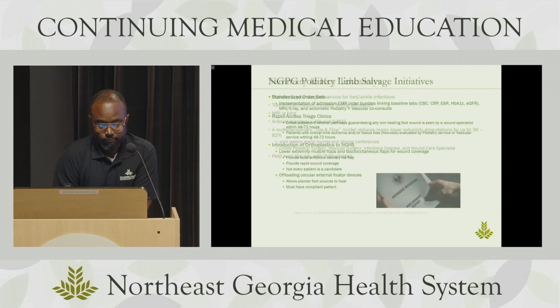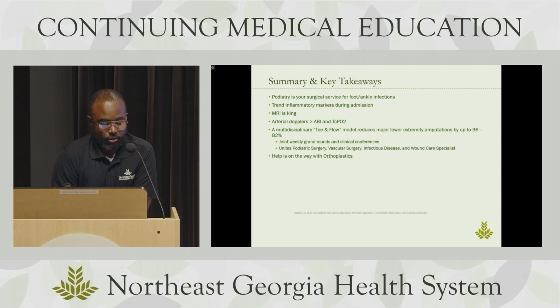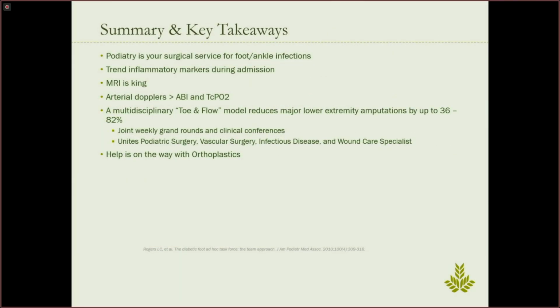So the summary and key takeaways: MRI is king. Please order your MRIs. CT scan, unfortunately, provides no useful information for us and is not providing a good financial benefit for the patient as well. Arterial Dopplers are greater than ABIs. And then we also like to implement the toe and flow approach as well.